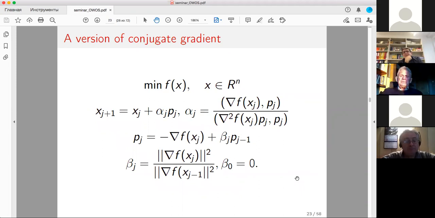Also, we can adjust in the same manner the conjugate gradient method. Instead of one-dimensional minimization over alpha as in conjugate gradient, we write this explicit formula for alpha. Okay, so it looks good.